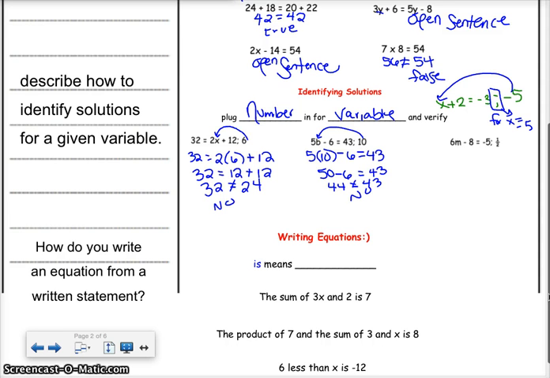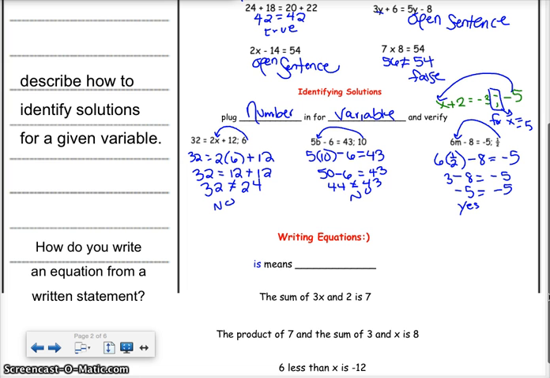And the last one, 6m minus 8 equals negative 5, semicolon half. So what am I putting in for the m? Half. Yep, so this half is going to the m. So 6 times 1/2 minus 8 equals negative 5. Half of 6 is 3. 3 minus 8 equals negative 5. Negative 5 does equal negative 5. Yes! 1/2 is the solution.